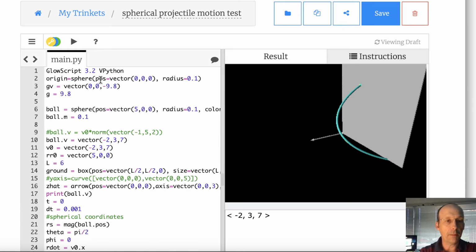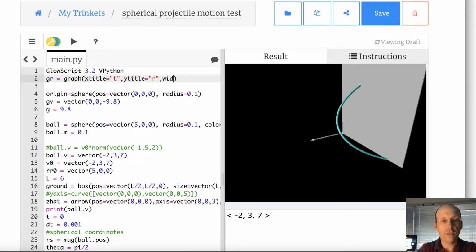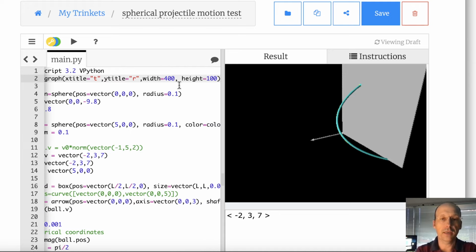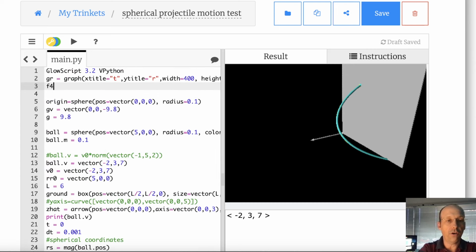So up here, I'm going to make a graph. Let's call it GR equals graph, X title equals T, Y title equals R. I'm not going to put units. Width equals 400, height equals 100. Okay, and now I'm going to create an R plot. So let's say FR equals gcurve, color equals color.blue.